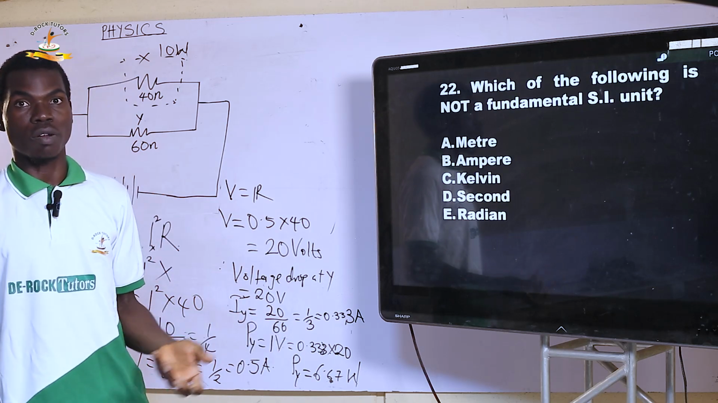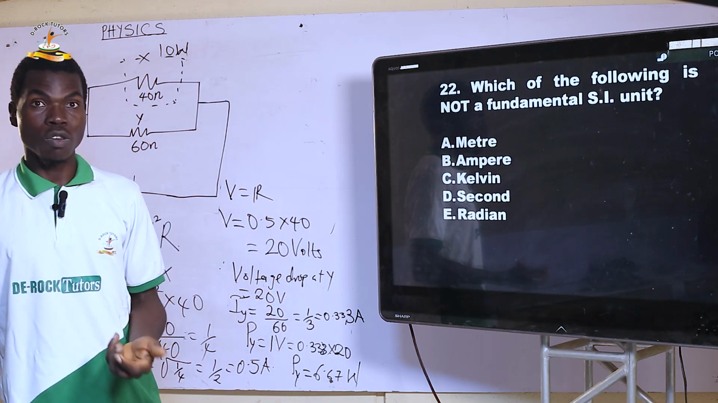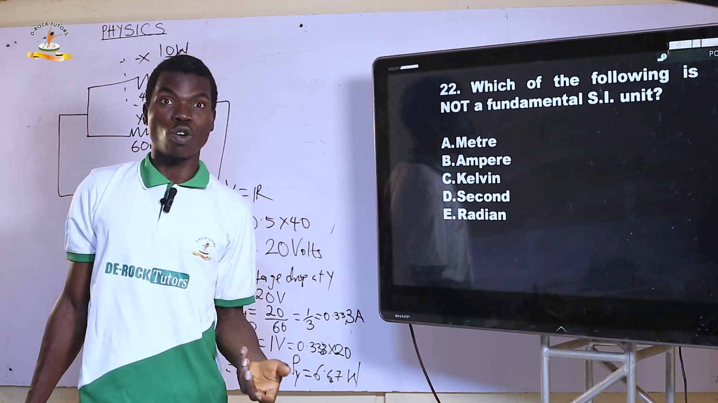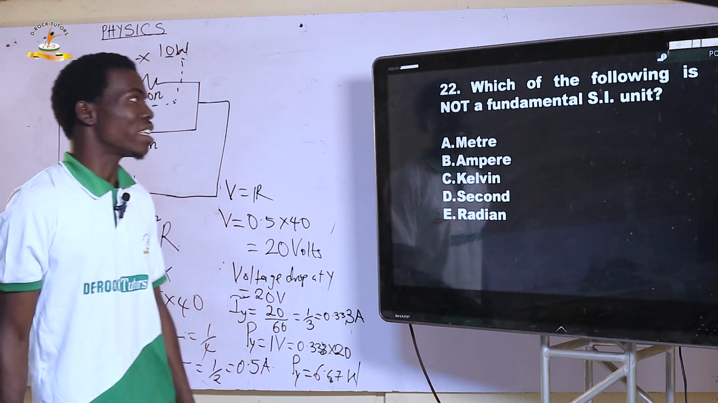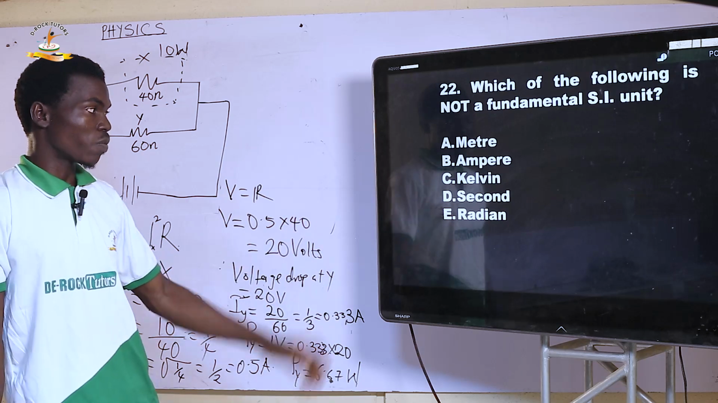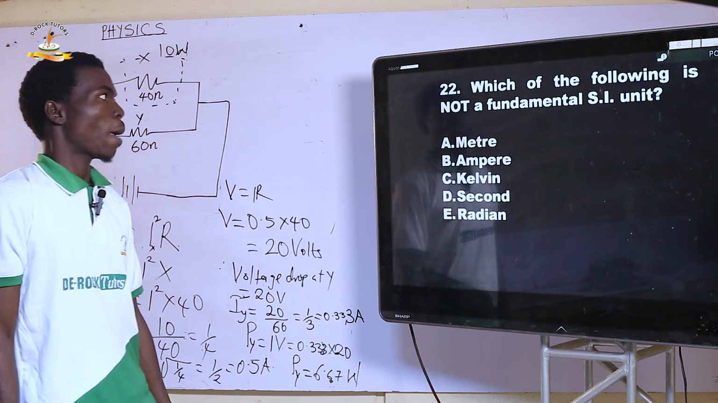Radian is used to measure angle, but it's not the only unit we can use to measure angle. We can also use minutes and seconds to measure angle. So E is the one that is not fundamental. Every other one is fundamental except radian. So E is the correct option for 22. Next.